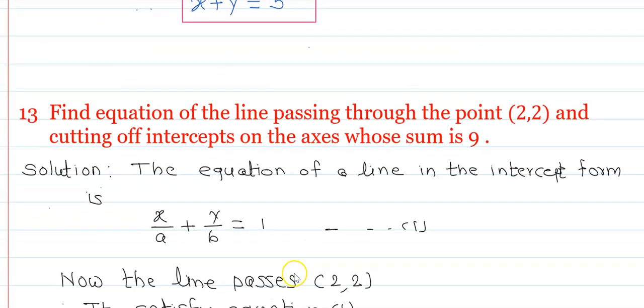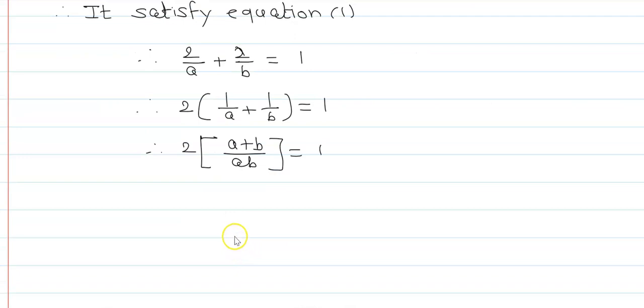Next, we have given that the sum of the intercepts is 9, means what? a plus b is equals to 9. Sum of the intercepts means a plus b is equals to 9. Put the value of a plus b here.